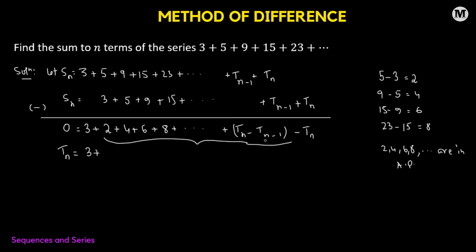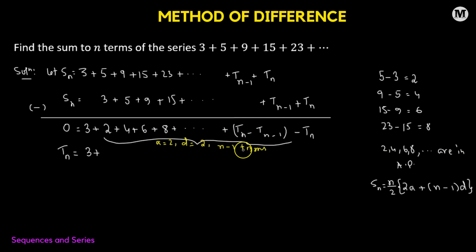Now let's consider the second term all the way up to Tn minus 1. So this is going to be an arithmetic series, and we know the sum to n terms of an arithmetic series is given by a standard formula: n over 2 multiplied by 2 times the first term added to the total number of terms minus 1 multiplied by the common difference d. Now in our case, the first term is equal to 2. The common difference is also equal to 2. And how many terms are here? So there are in total n minus 1 terms.